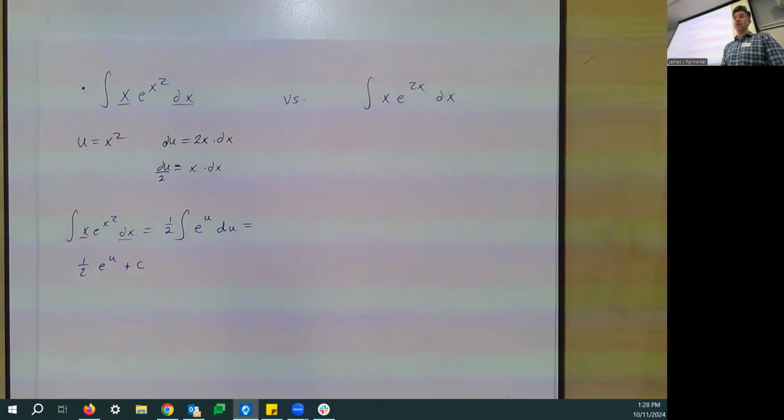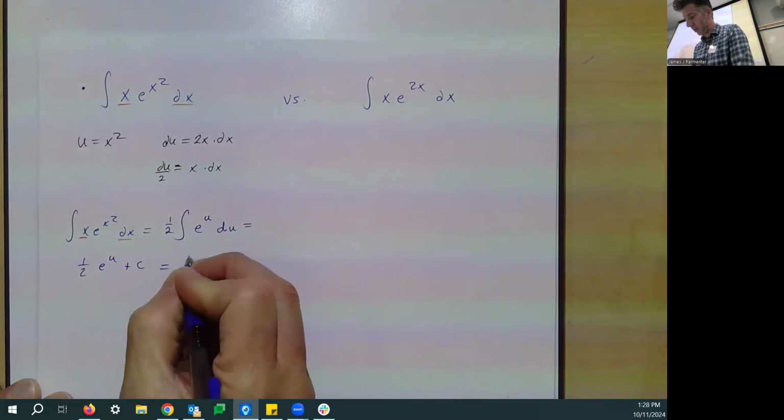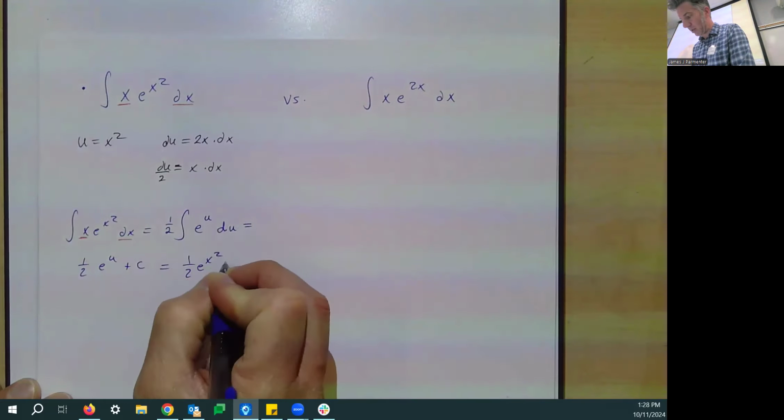We have to plug back in that u is equal to x squared here. 1/2 e to the x squared plus c.